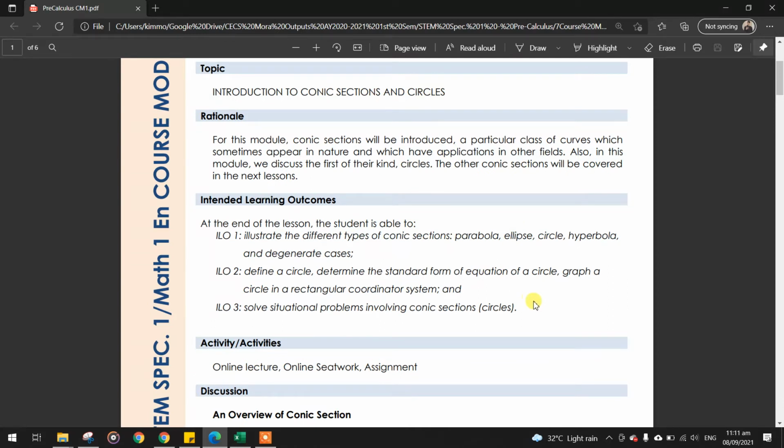So what are the intended learning outcomes for this particular module? At the end of the lesson, you should be able to first illustrate the different types of conic sections, which are the parabola, ellipse, circle, hyperbola, and degenerate cases. Number two, you should be able to define a circle, determine the standard form of the equation of a circle, and graph a circle in a rectangular coordinate system. And lastly, we are going to solve situational problems involving conic sections like the circles.